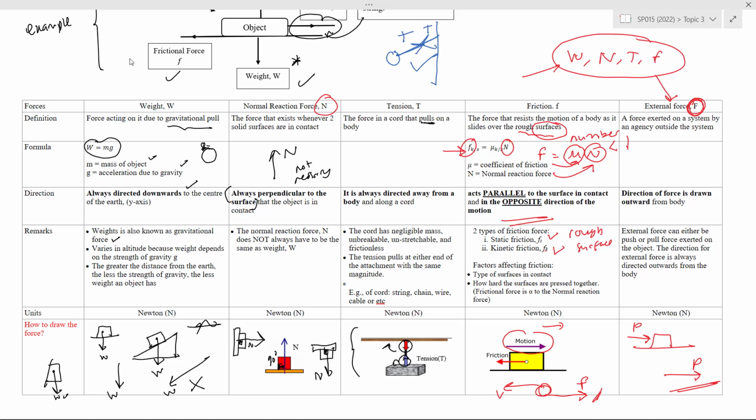Now, kita in the next video, sebab saya rasa macam lama sangat video ni pula, okay, kita akan tengok friction in terms of static friction tu apa, kinetic friction tu apa.